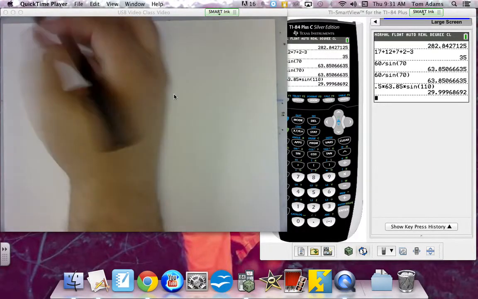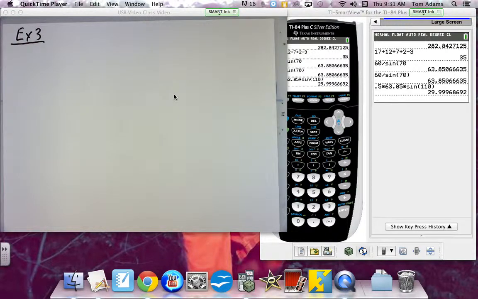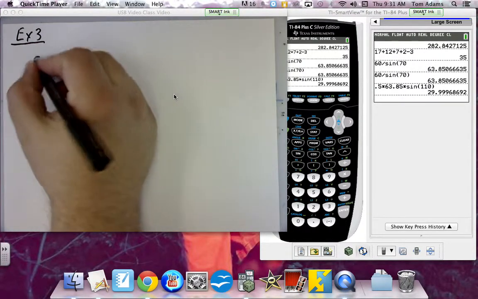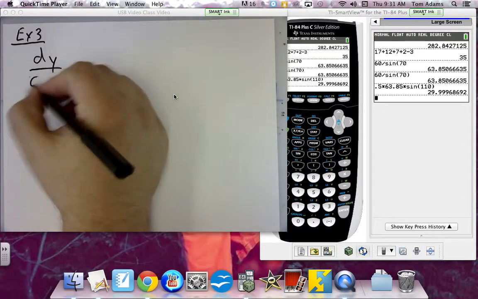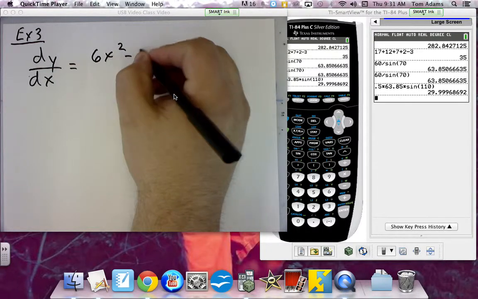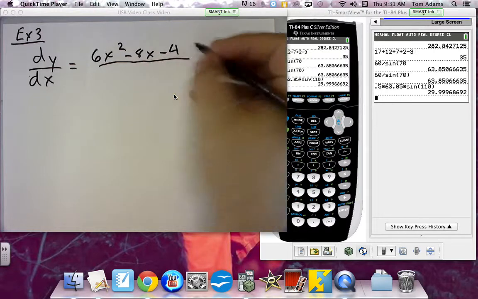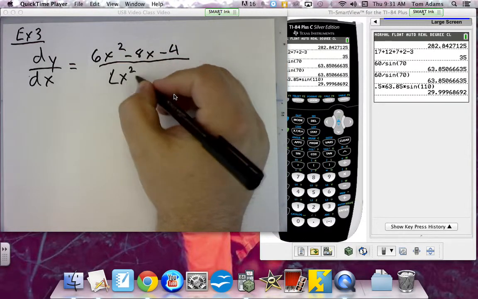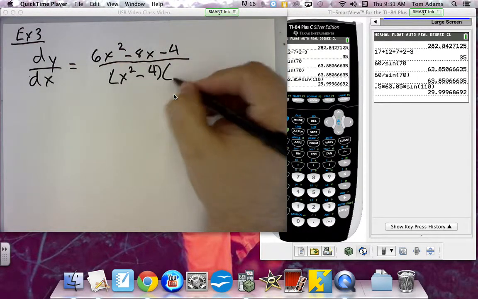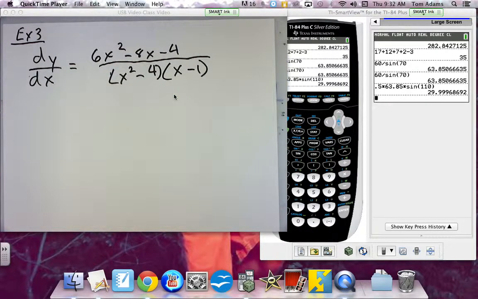For example number 3, more of the same stuff, but now we're going to have 3 terms. So I'm given dy/dx is equal to (6x squared minus 8x minus 4) times (x squared minus 4) times (x minus 1). So they were nice enough to start to factor it for us. And then they said find the general solution.